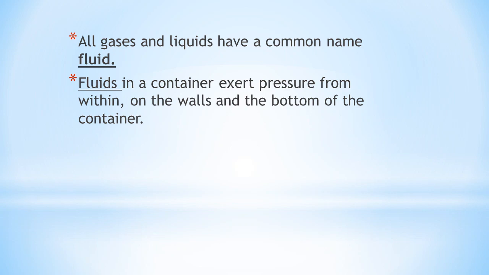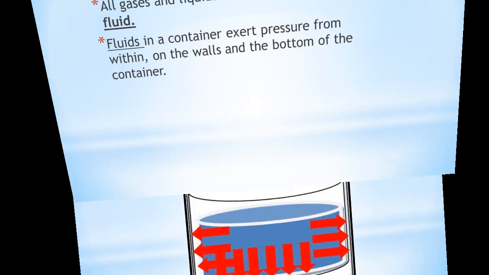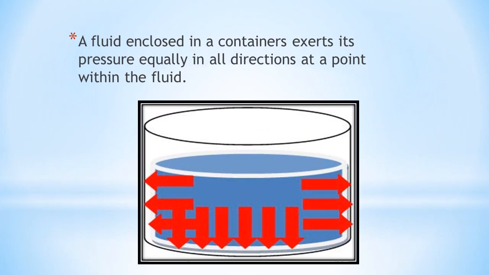So fluids in a container exert pressure from within on the walls and the bottom of the container. A fluid enclosed in a container exerts its pressure equally in all directions at a point within the fluid. That means in a container in which a liquid is filled, the liquid will exert its pressure in all directions.